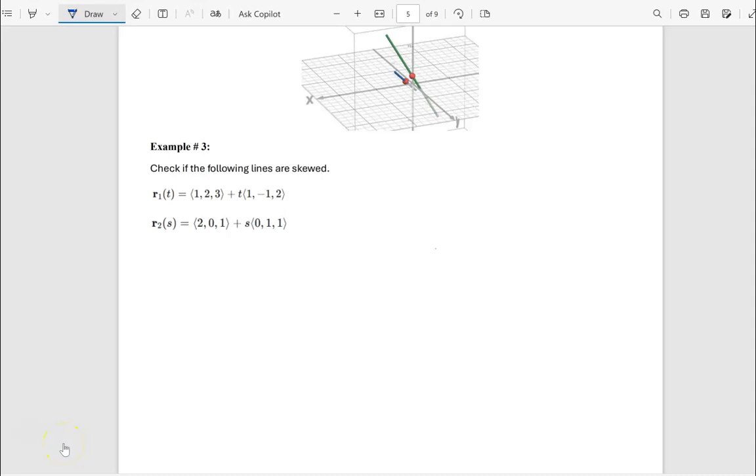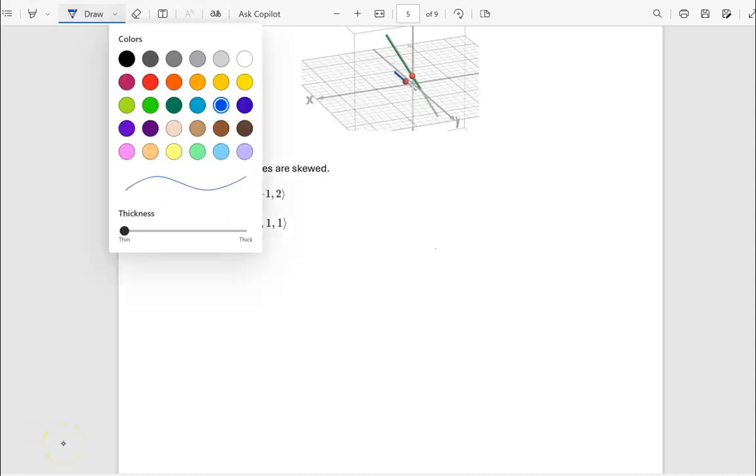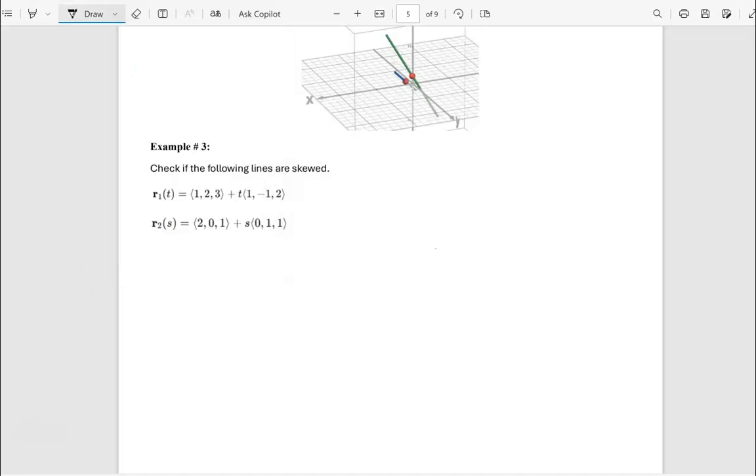Hi class, let's take a look at example 3. Now for example 3, we're going to check if the lines are actually skewed. Skewed means that they have no intersection, and then here you can see what the actual picture is. Now in any case, you first have to check if they're parallel.